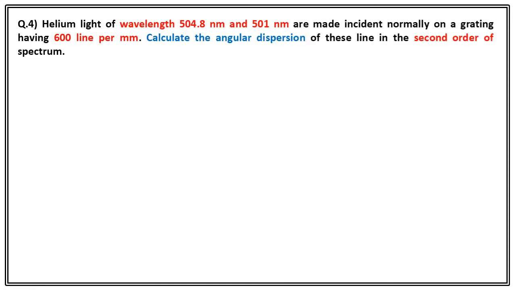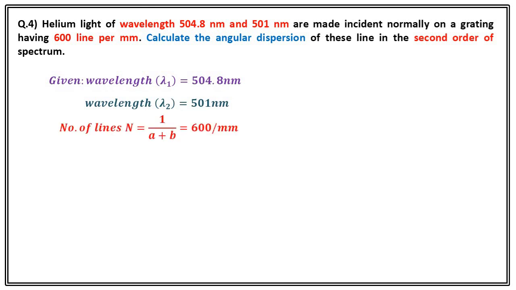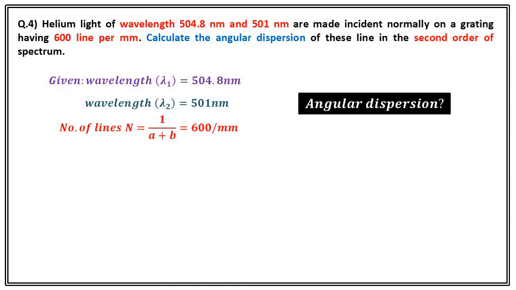Now let's move to another problem. Helium light of wavelengths 504.8 nanometer and 501 nanometer is made incident normally on a grating having 600 lines per millimeter. Calculate the angular dispersion of these lines in the second order of the spectrum. Okay, how can we do it? We have to find the angular dispersion. If we find the angular position of the second order for the two wavelengths, and take the difference of that, that is actually the angular dispersion. Angular dispersion is d theta. Given lambda 1, lambda 2, and the number of lines, which we can write as 1 upon (a plus b), is 600 per millimeter. And I have to find the angular dispersion. Here the order is given as 2.